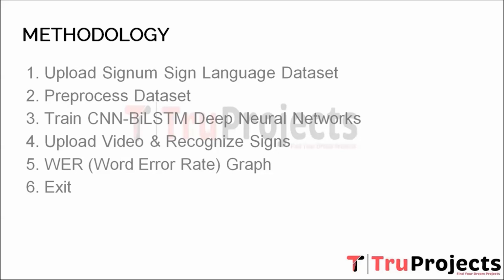A WER graph likely refers to a graphical representation of the WER over time or across different videos. It could be a line graph showing the WER values at different time intervals or for different test videos. The goal is to monitor the system's performance and see how well it handles the different signs and variations in sign language gestures.